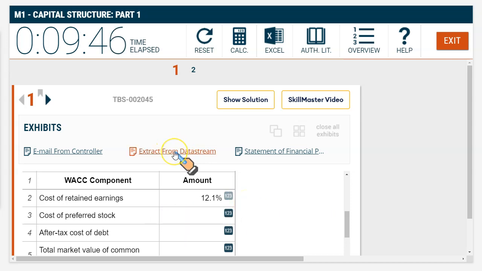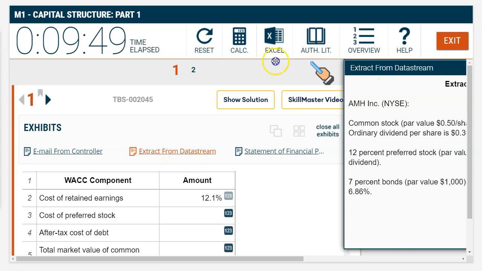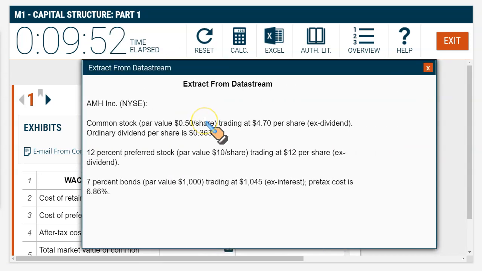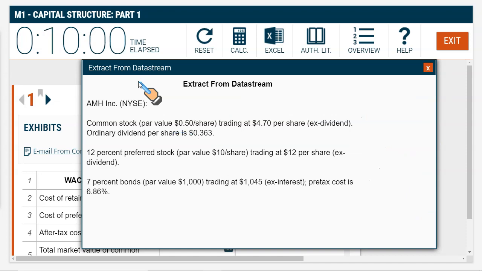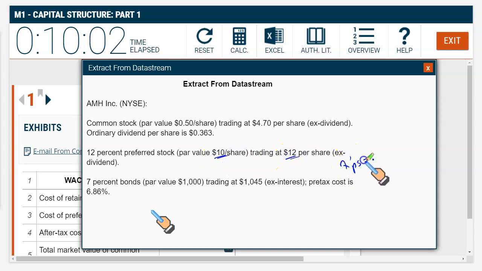Next, cost of preferred stock. For this, we need to come to this extract from the data stream, and we have everything we need to calculate the cost of preferred stock. Let's first erase the screen clean. We have been given 12% preferred stock, par 10, currently trading at 12. We know how to calculate cost of preferred stock. Cost of preferred stock is the dividend, which is 12% of 10, that is 1.2, divided by the current market price 12. So cost of preferred stock is 1.2 upon 12 times 100. So it is 10% straight.